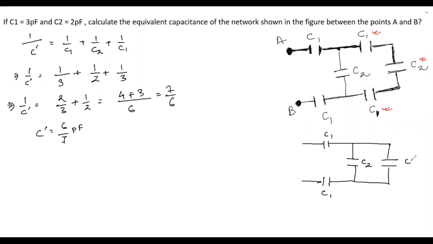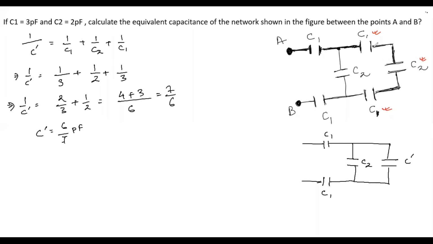Alright. Now this is going to be C dash. Now remember, students make a mistake when they see this diagram in such a way that this branch where C2 is connected and this branch where another C2 is connected, they consider that they are parallel, and they use the parallel process for these 2 capacitors.